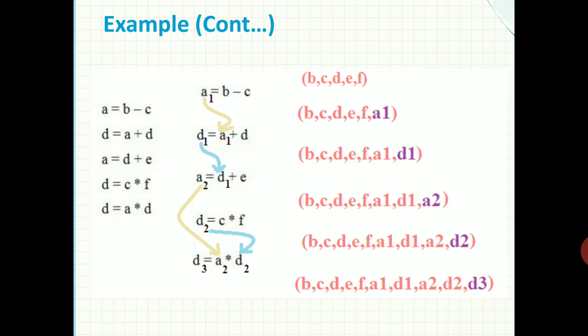So the total number of variables necessary after the conversion is, before that we have b, c, d, e, f necessary. Then we need a1 and a2 and d1, d2 and d3. So totally the total number of variables required here is also 10. So here also we need 10 variables to represent the static single assignment.